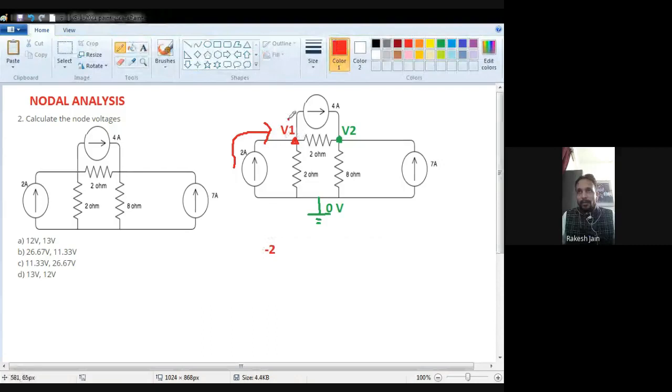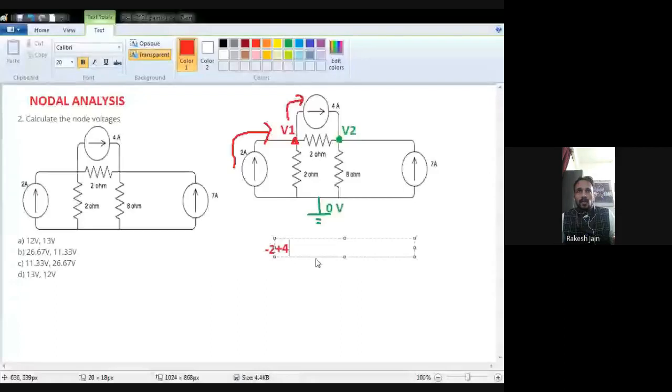Okay. Now see, at this node, one current of 4 ampere is leaving the node. This current flows outside from that point to another point. I am standing at V1 because I am going to write down the equation for V1. But this 4 ampere current is leaving the node, right? So I have to write it with positive sign. So that is +4.